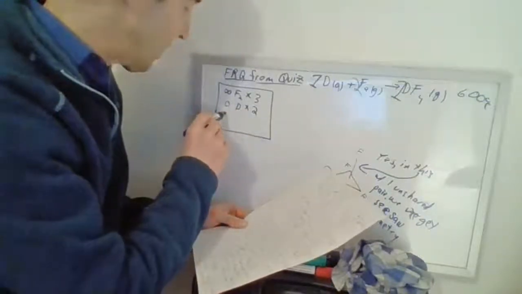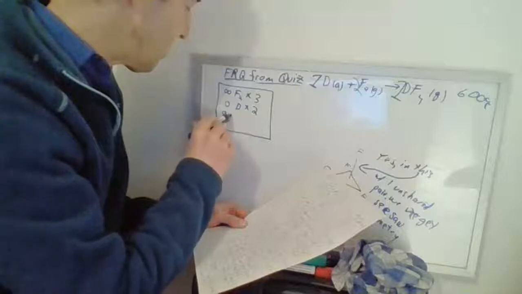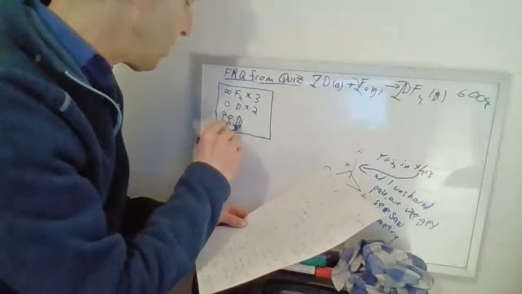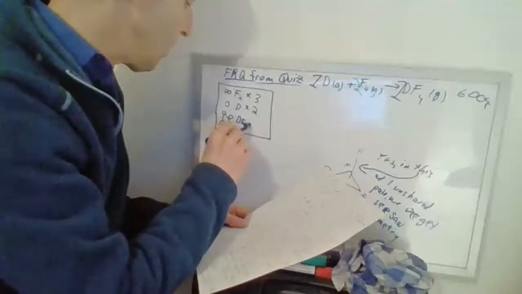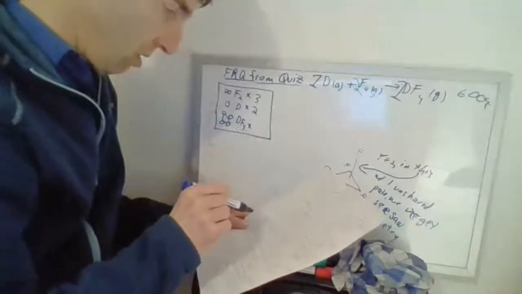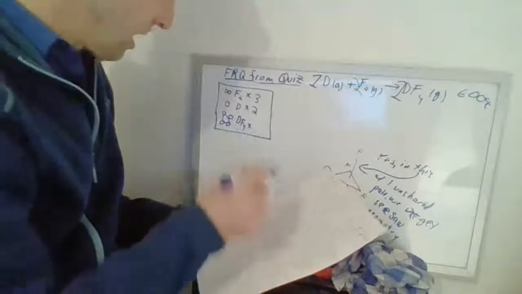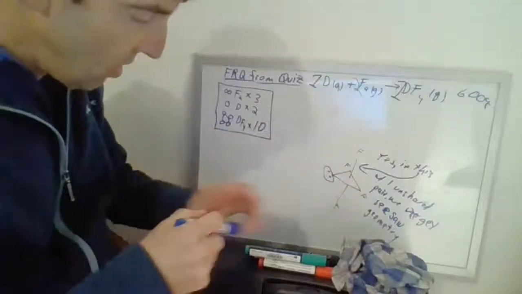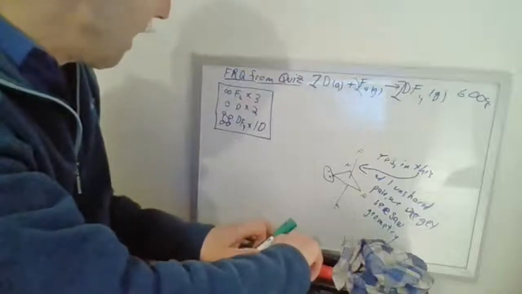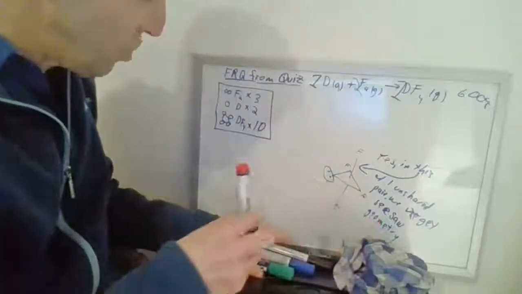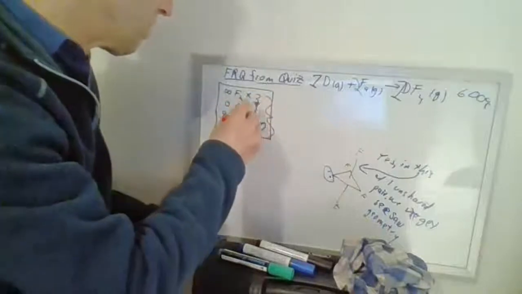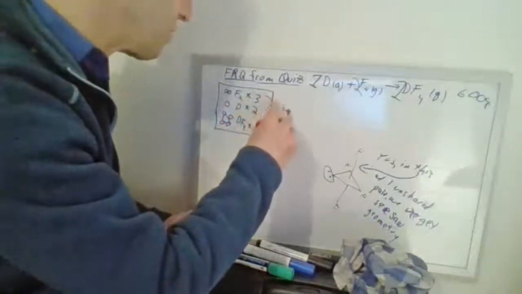And then it had this guy, and that's a DF4. And there were a lot of those. There were 10 of those. So altogether, in this box that you were given, I had this many particles. 3 plus 2 plus 10 is 15 particles.